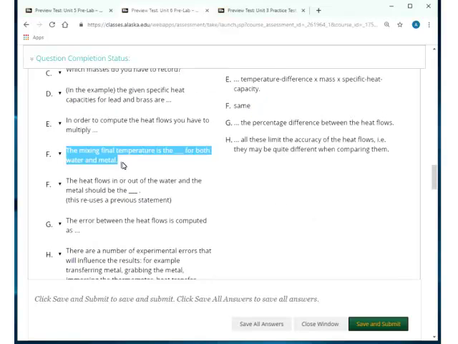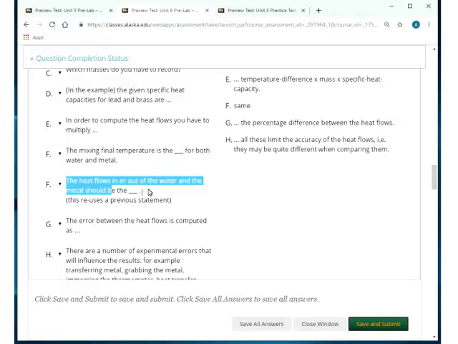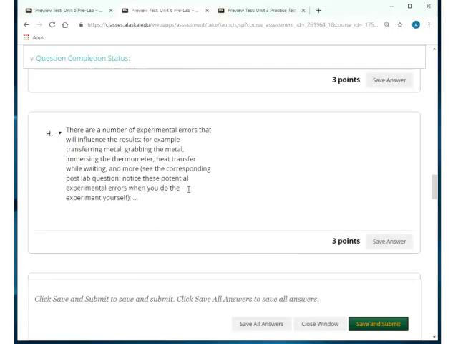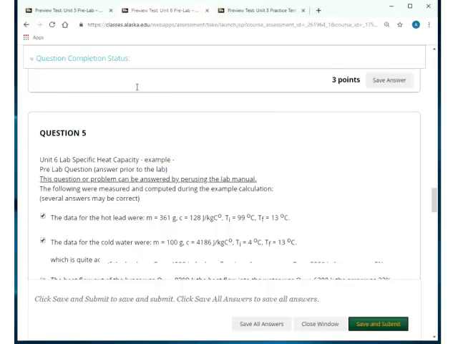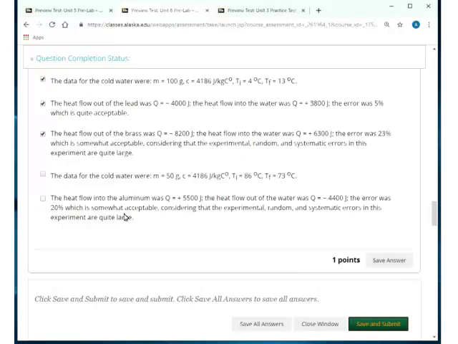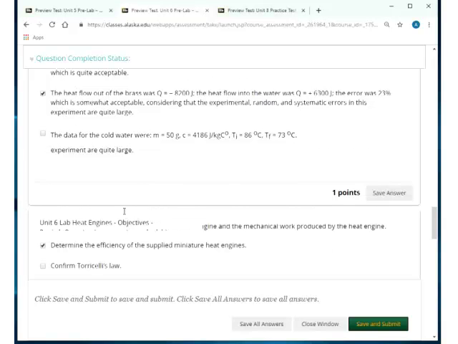The mixing final temperature is the same for both water and metal, and the heat flows in or out of the water and the metal should be the same. So these two answers here are the same, and you can read through the others. If you look in the lab manual, you will find an example. These are the ones that are listed in the example, these 4. The other 2 may be correct, but they're not written down in my example in the lab manual.